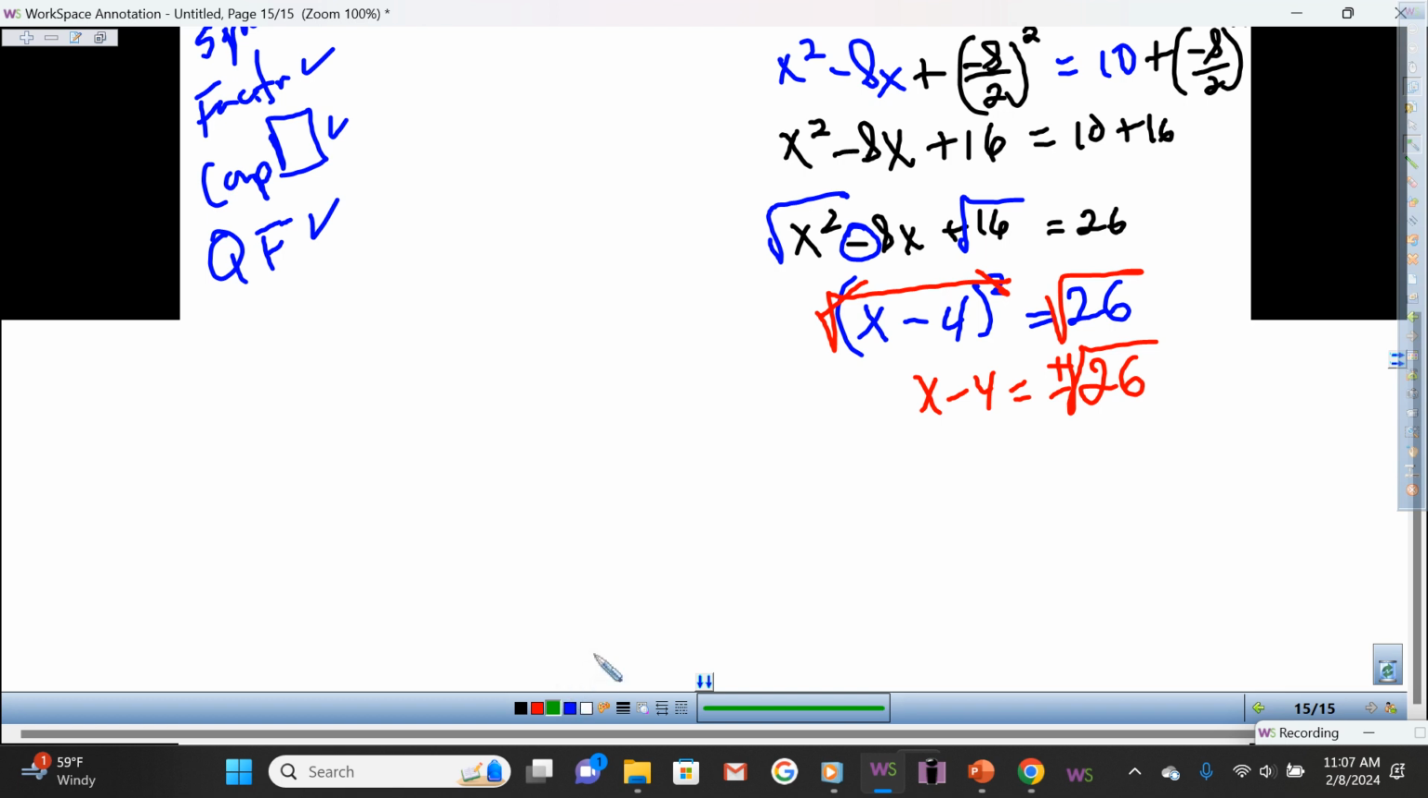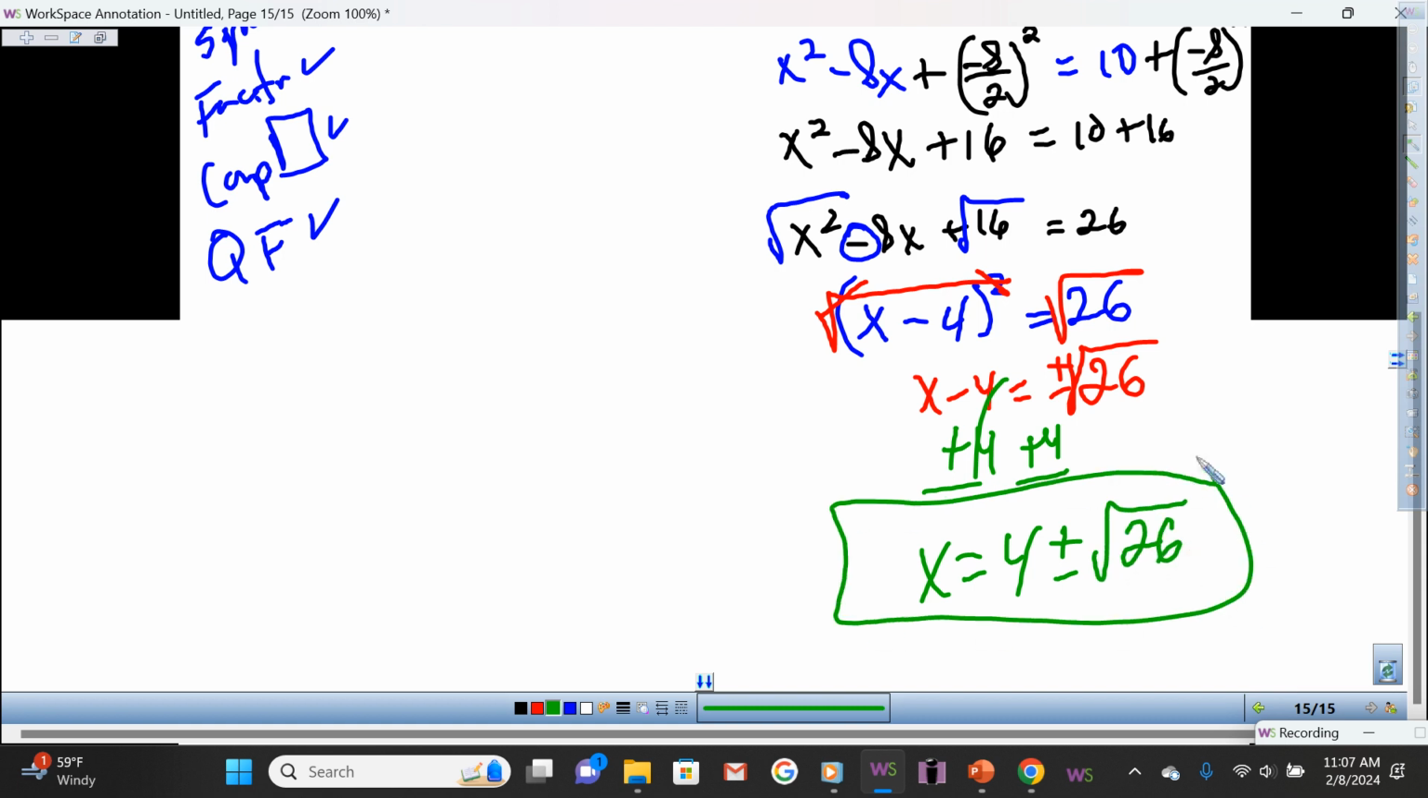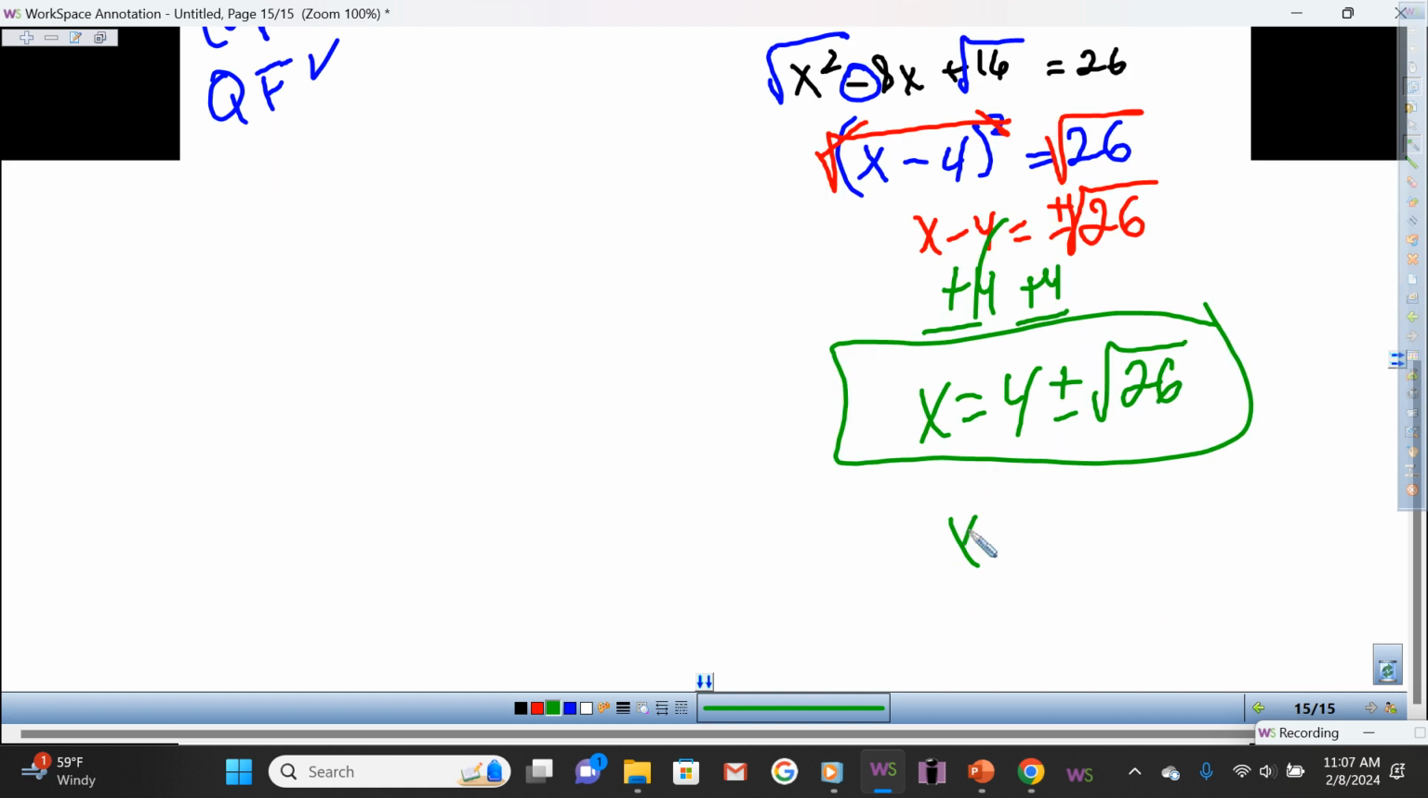Pass someone, Anthony. Danny? Add 4, x equals 4 plus minus square root of 26. These are my 2 solutions. Tell your neighbor the 2 solutions. What are the 2 solutions? x1, x2. What are my 2 solutions?